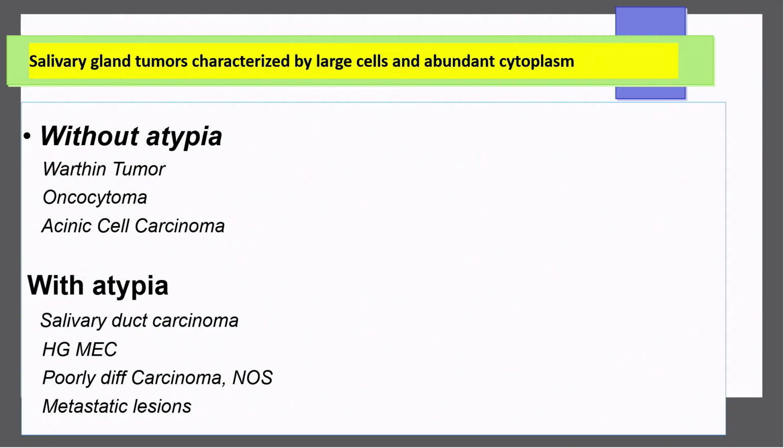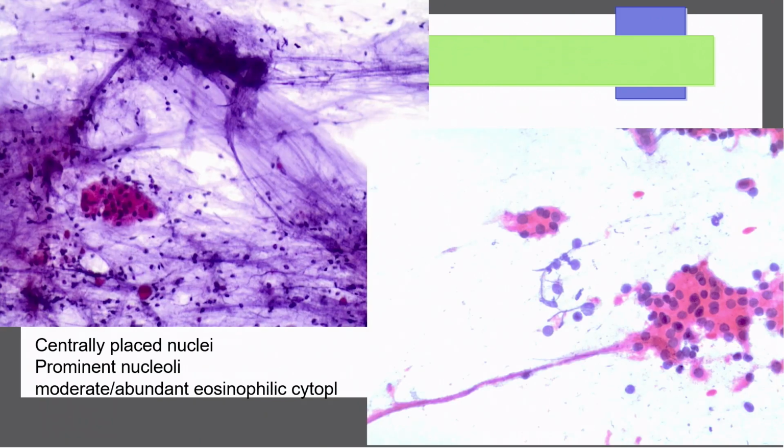Let's move on to large cells and abundant cytoplasm. Without atypia: Warthin tumor, as mentioned before, oncocytoma, and acinic cell carcinoma. With atypia, one of the top is the salivary duct carcinoma, high-grade MEC, poorly differentiated carcinoma, not otherwise specified, usually adenocarcinoma. This is a diagnosis of exclusion, and metastatic lesions.